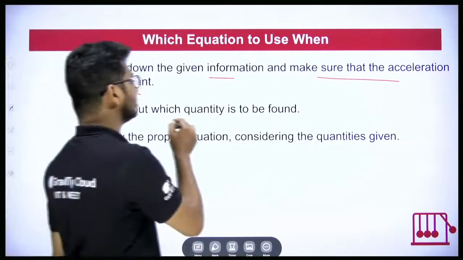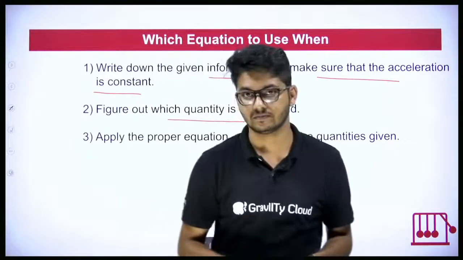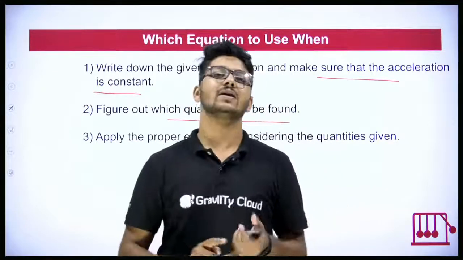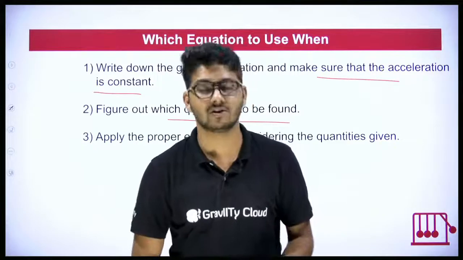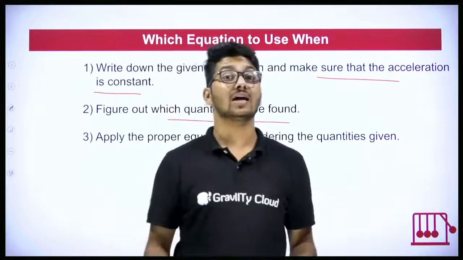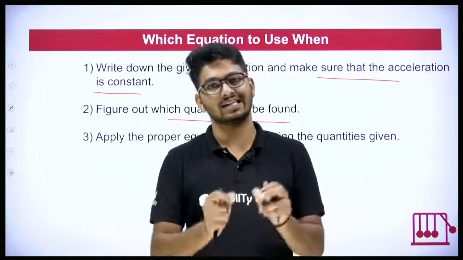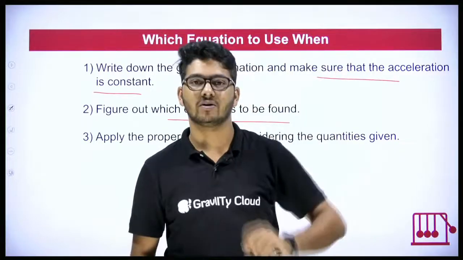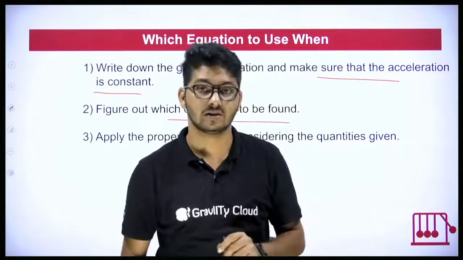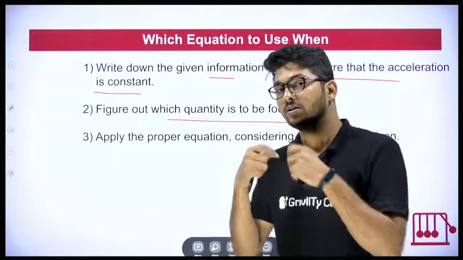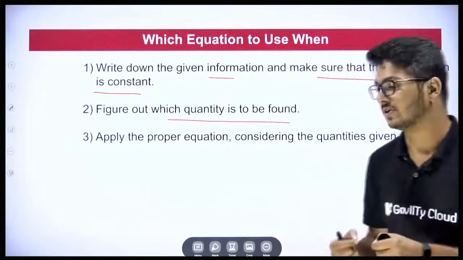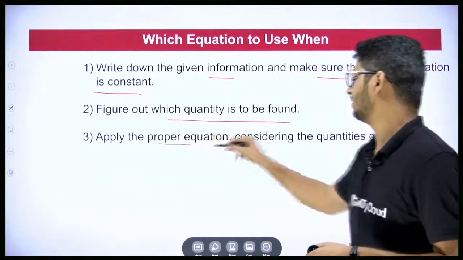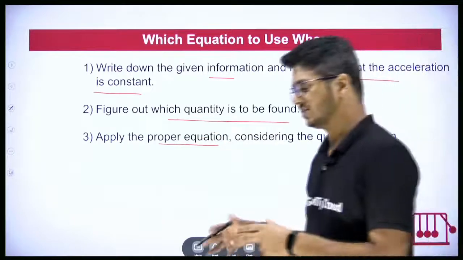Then figure out which quantity is to be found. You might have to find initial velocity, final velocity, displacement, acceleration, or time. Whatever it is, write it down. This is the given information. This is what we have to find. Now when you have these two, you can select the proper equation, then apply it considering the quantities given.